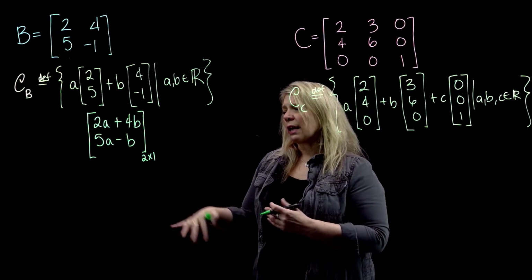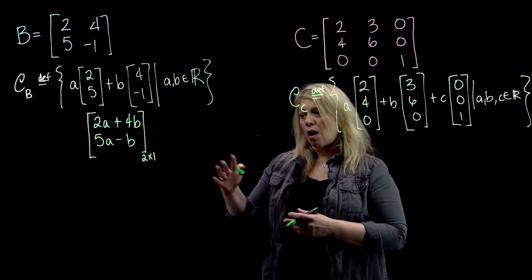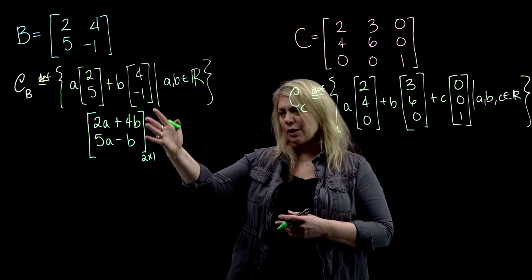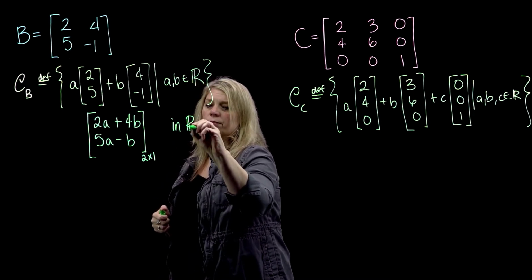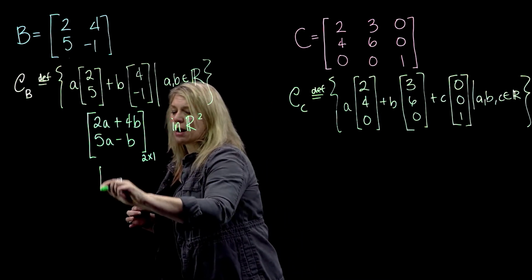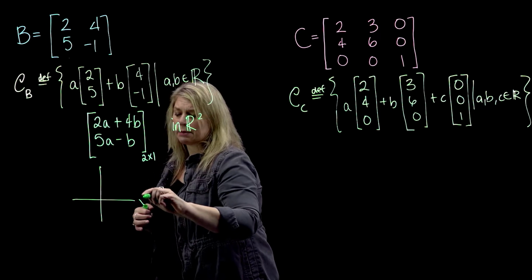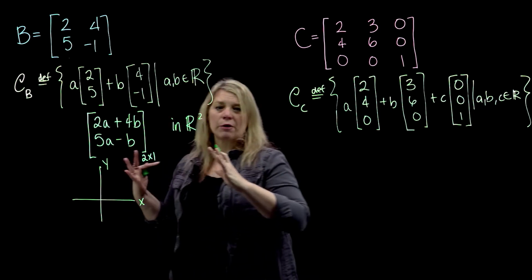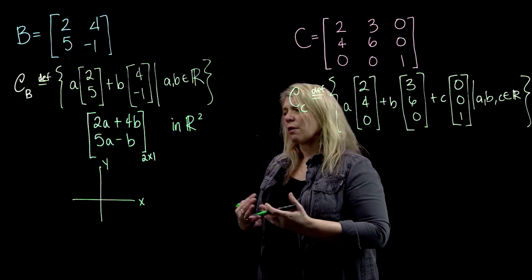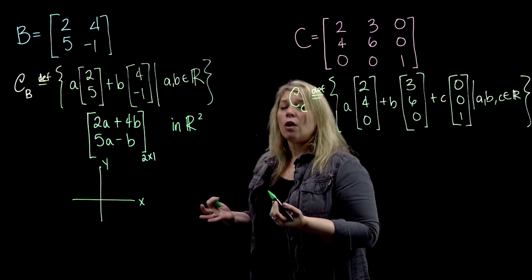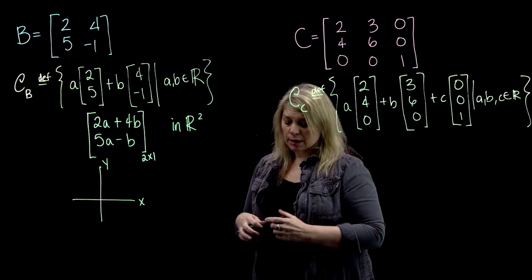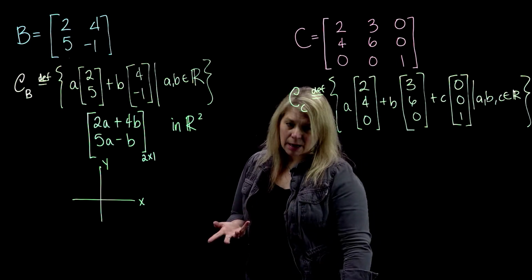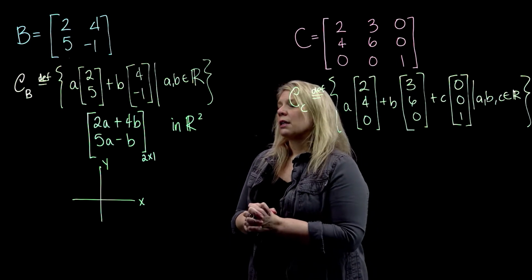So we are looking at vectors that are in R2, right? These have 2 entries, so this is in R2. So we might think about an XY coordinate system here, a geometric representation of R2. Another question might be, is it all of R2, or is it only specific vectors in R2? And there are a couple of ways to think about the answer to that.